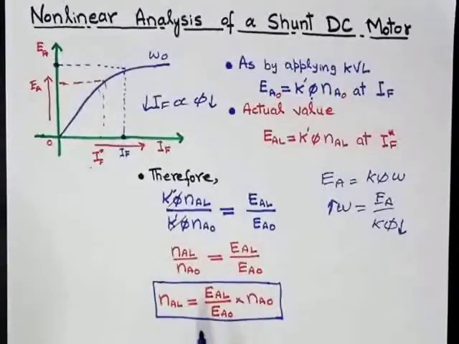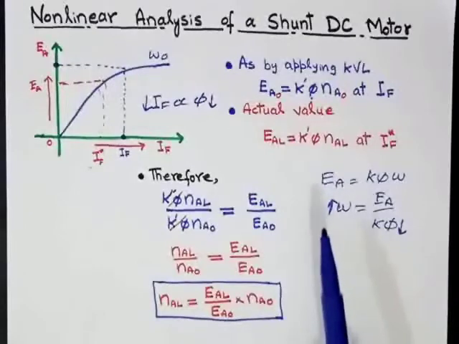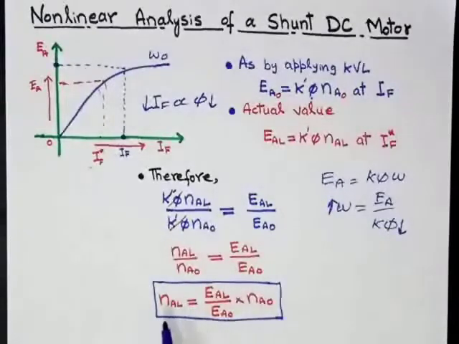In this particular problem, the speed will increase because, due to armature reaction, flux will reduce. When the flux reduces, the speed will increase. It means that in case of armature reaction, the speed will increase as compared to the no load speed. This is the important point of this equation.